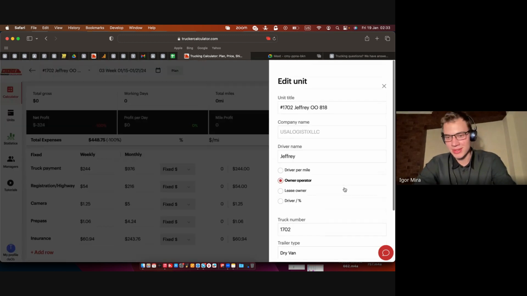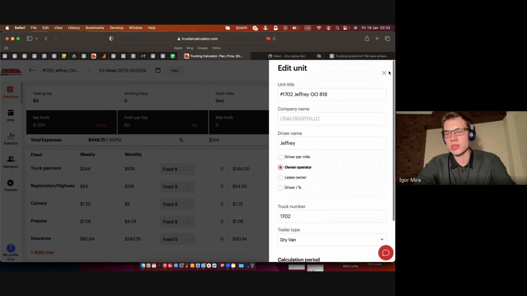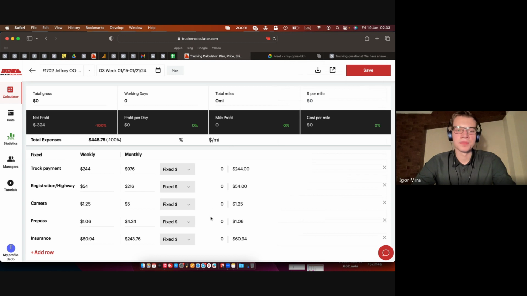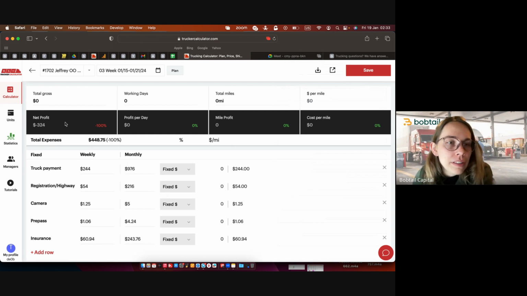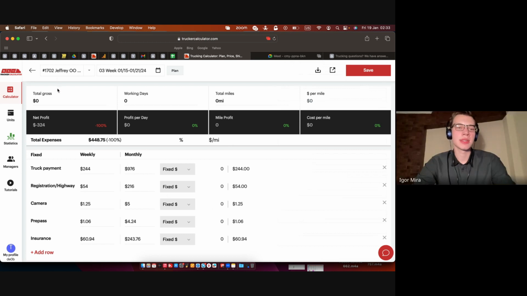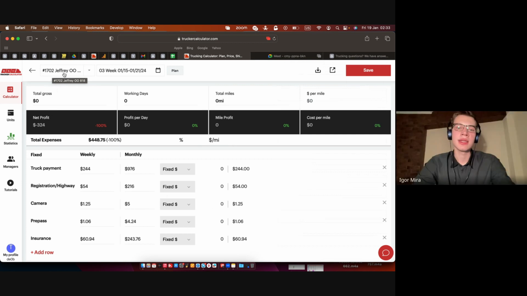Vlad is doing weekly calculations. That's exactly what you can see here in this unit that I just picked as an example, and in the other units as well. Which one are we looking at right now? Can you tell us which truck we're looking at the numbers for right now? Right now we're looking just at the general. It's truck 1702, as you can see here. That's an owner operator. So it's not the truck we're going to discuss. I just wanted to demonstrate the functionality of the calculator.